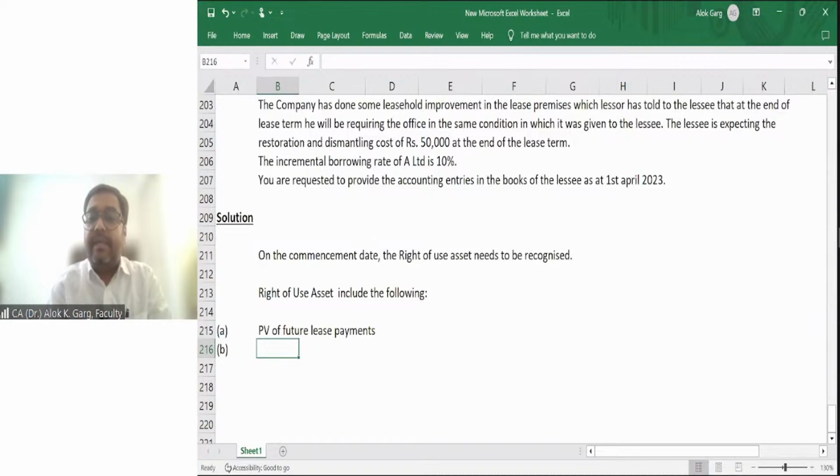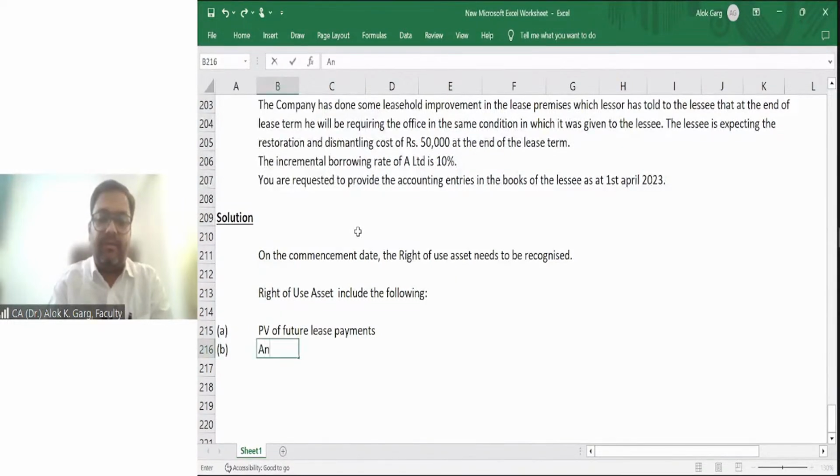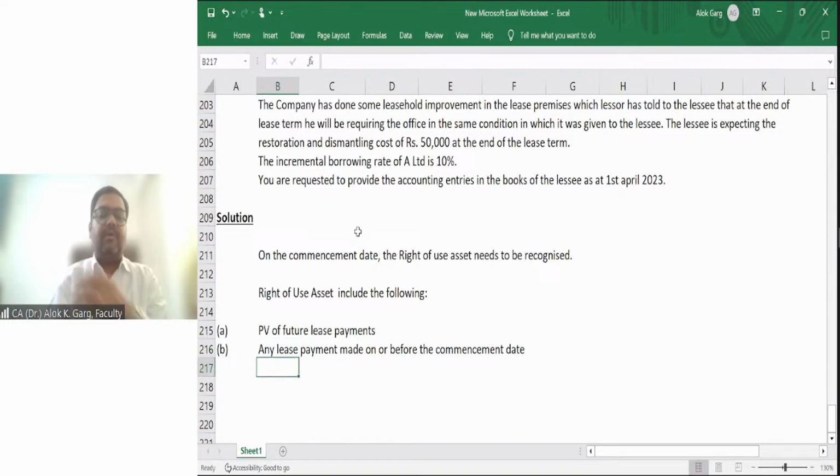What is B? Any lease payment made on or before the commencement date.